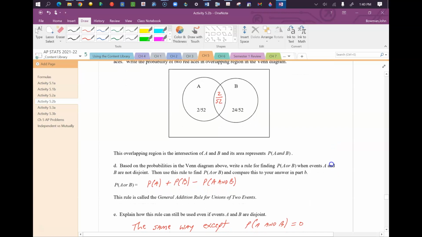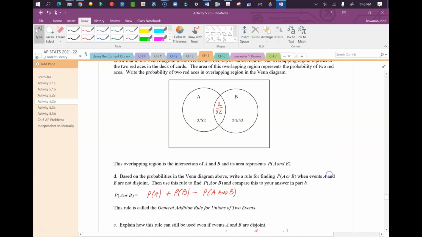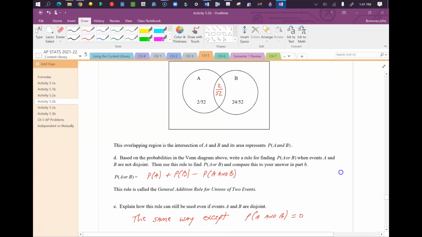The general addition rule, which is shown here, adds the two probabilities, the probability of A plus the probability of B. So that's all of circle A and all of circle B. But you have to subtract off the A and the B because that portion in the middle, that 2 out of 52 in this case, would have been counted twice.